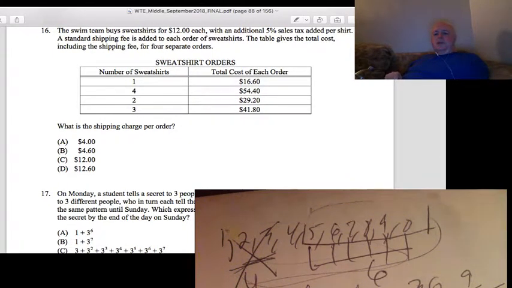Okay, this one's kind of cute. It's almost distracting. I'll give you a hint. The answer's simpler than it looks.